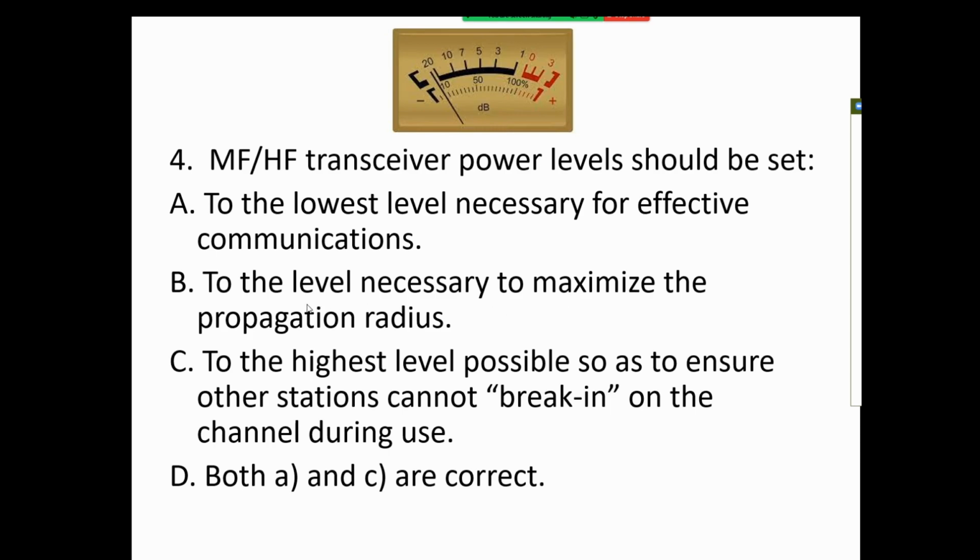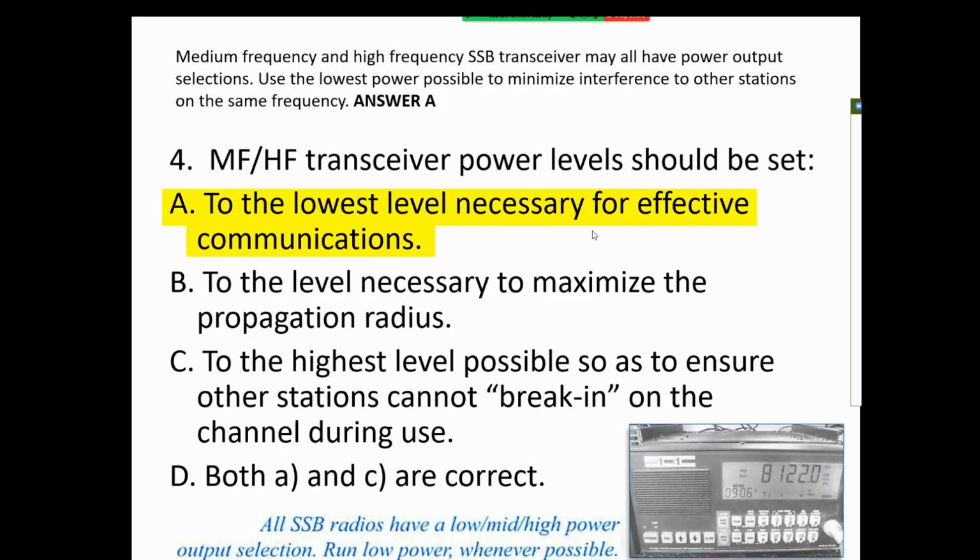So in effect, B says the maximum, and C is kind of saying the maximum, to the highest level possible. So you don't necessarily want to, if you're only going to talk to a nearby ship, you do not need to maximize your projection radius out to the other side of the state. So you can pretty much tone it down to A, the lowest level necessary for effective communication.